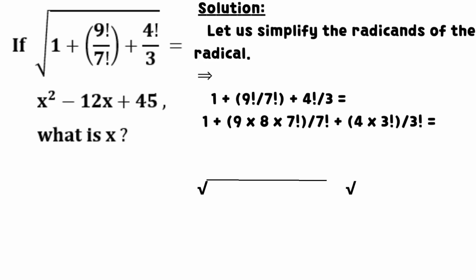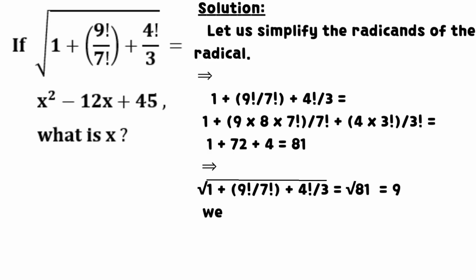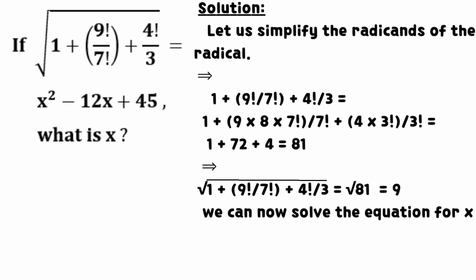It implies that the sum of 1 and 9 factorial divided by 7 factorial and 4 factorial divided by 3 equals the sum of 1, 72 and 4, which equals 81. Then find the square root of the result to get 9, as shown on the screen. We can now solve the equation for x.